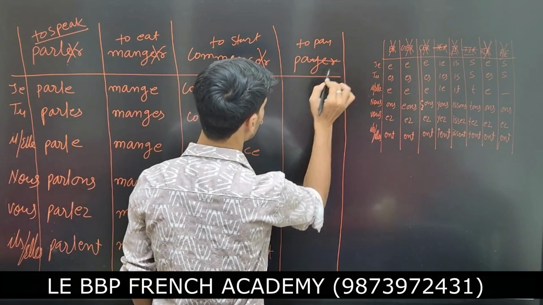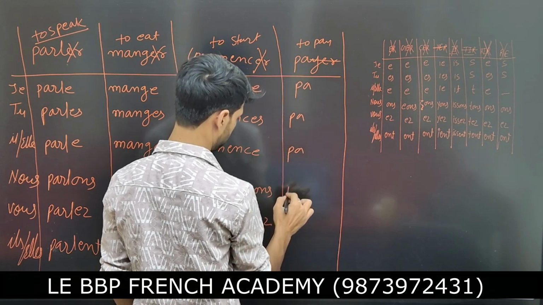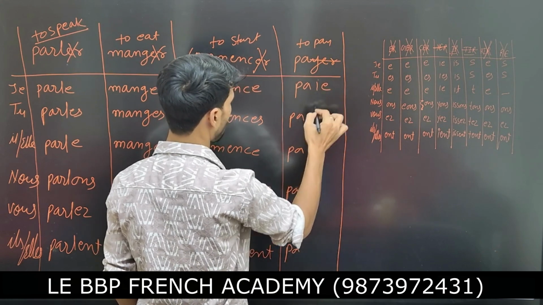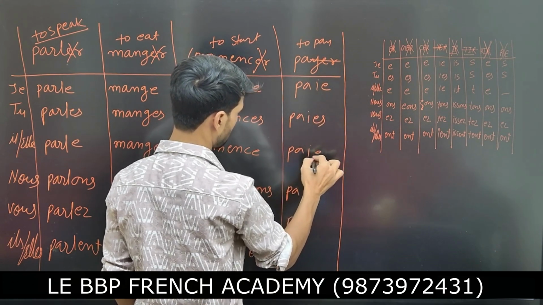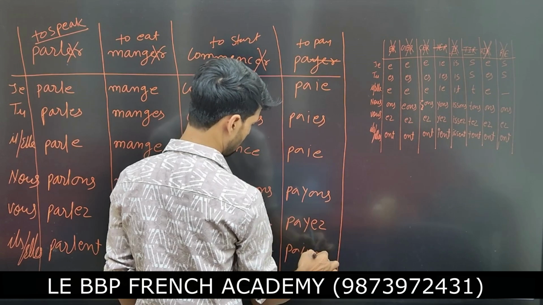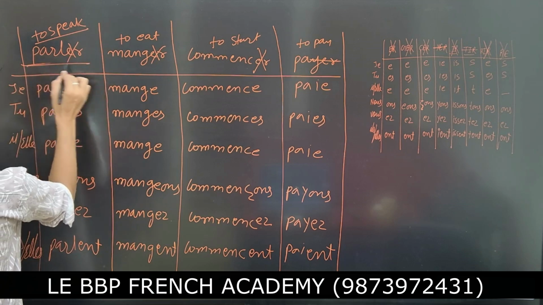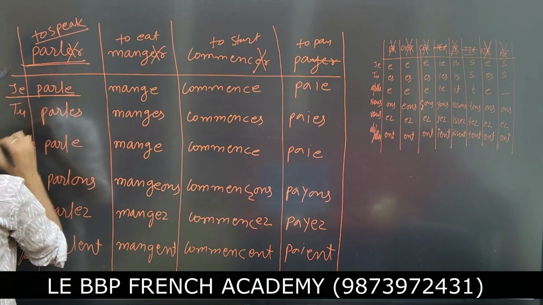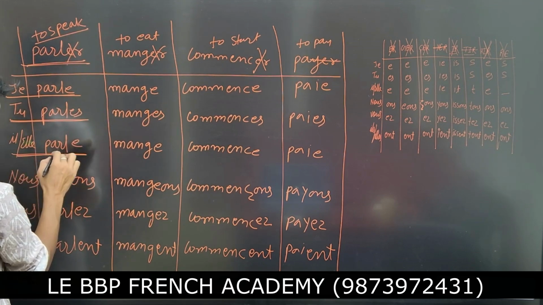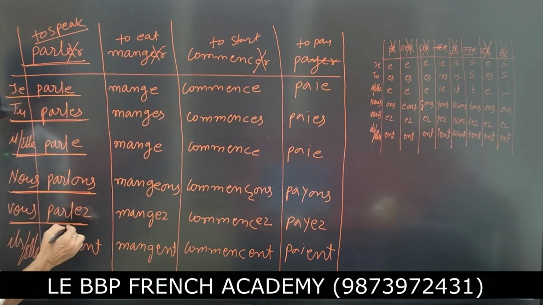How to make yer? Cut the yer, then pa to all. And what is the ending? Ie, ies, ie, yons, yez, and ient. And what is the meaning? Like parler, to speak. It means I speak, I am speaking. You speak, you are speaking. He, she speaks, he, she is speaking. We speak, we are speaking. You speak, you are speaking.